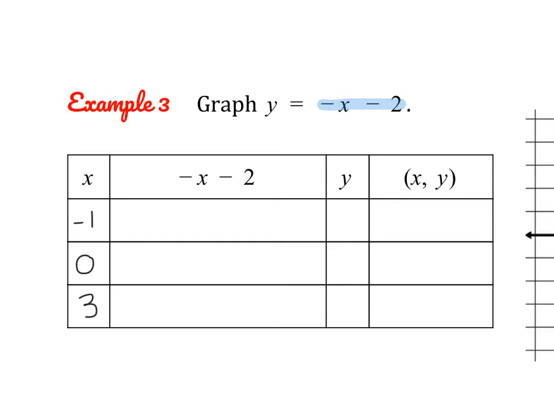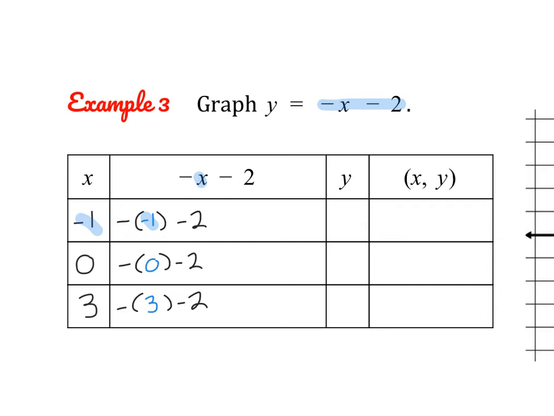So let's set up our substitution. Here we have negative blank minus 2, negative blank minus 2, and then negative blank minus 2. And now we can substitute the values. So we have -1, 0, and 3. So you can see that we just substituted our x values for x.